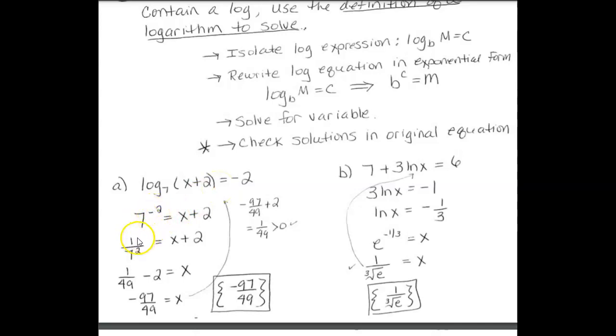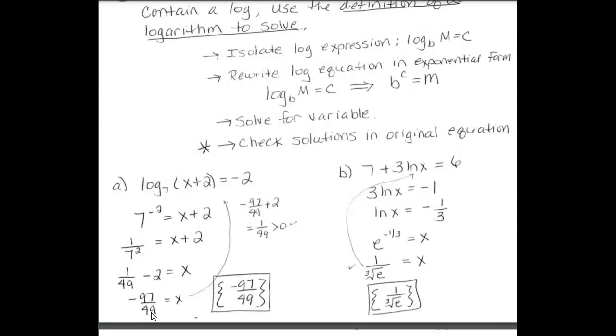So 7 to the negative 2 is 1 over 7 to the positive 2 equals x plus 2. 7 squared is 49, so this is 1 over 49. We'll subtract the 2 over to that side, minus 2 equals x. And then using your calculator, 1 over 49 minus 2, you should get negative 97 over 49. It must be written as a fraction. If you type that in your calculator and it gives you a decimal, you have to convert it to a fraction, or else MyMathLab will not accept that answer.